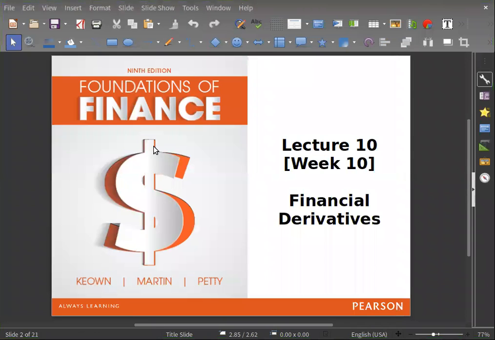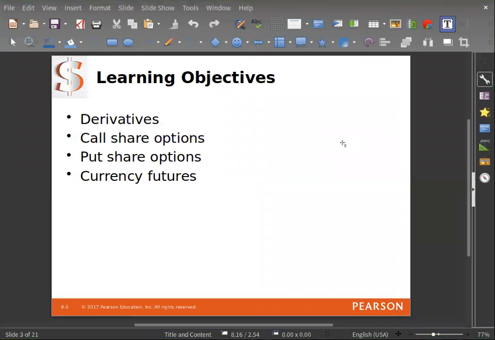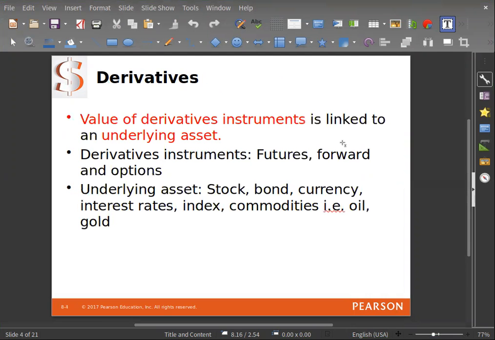Today our topic of discussion will be on financial derivatives. Specifically, we will be covering call options for shares, put options for shares, and an example on how to use futures to speculate in currencies. But before diving deeper into those topics, let us first have a short overview of what derivatives are.